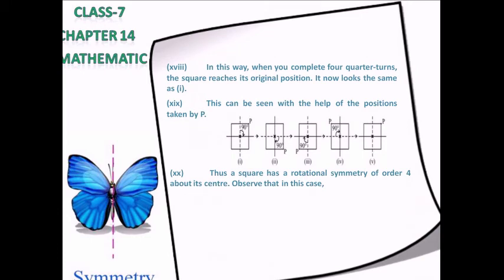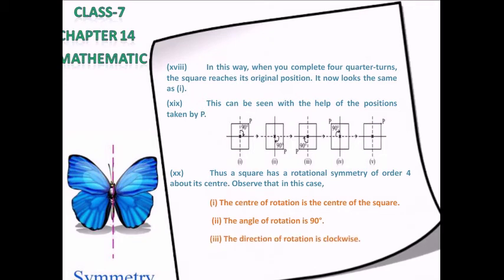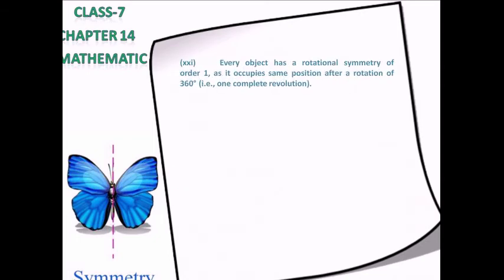Observe that in this case, the center of rotation is the center of the square. The angle of rotation is 90 degrees. The direction of rotation is clockwise. The order of rotational symmetry is 4. Every object has a rotational symmetry of order 1, as it occupies same position after a rotation of 360 degrees, that is, one complete revolution. Such cases have no interest for us.